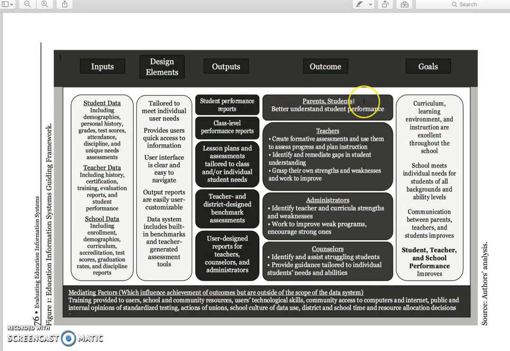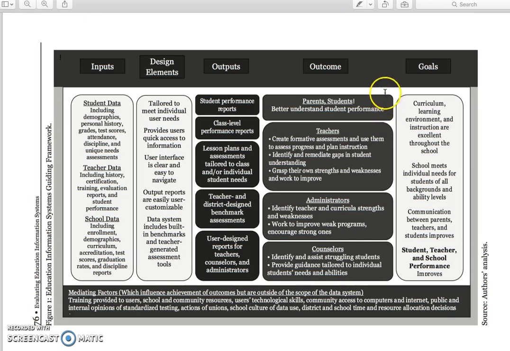And moving along, you will see we have different stakeholders: parents, students, teachers, administrators, or counselors. We have different stakeholders who are hoping to use the different outputs in different ways and help them make decisions which eventually help them achieve the outcomes.